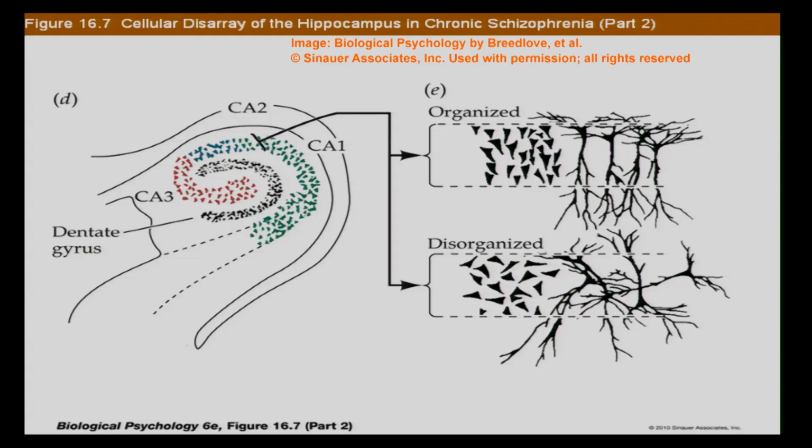And the idea here is that during development, these cells are developing in an abnormal way. So you can imagine that it's not as simple as, oh, one structure is just abnormal. This may be a developmental abnormality that happens very early in development.